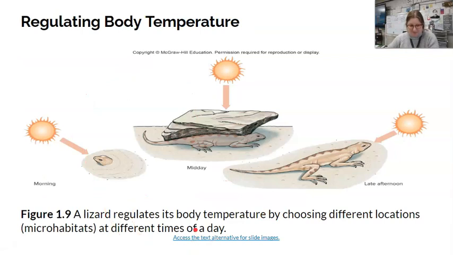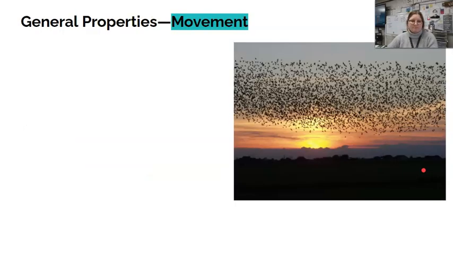For example, lizards are cold-blooded. They need help regulating their body temperature. So when it's early morning, maybe they are cold, so they're going to come out for the sun. In the midday, it's really hot, sun's right on top of them, so they're going to move under a rock, and then late afternoon, they're going to come back out because it's cooling down.